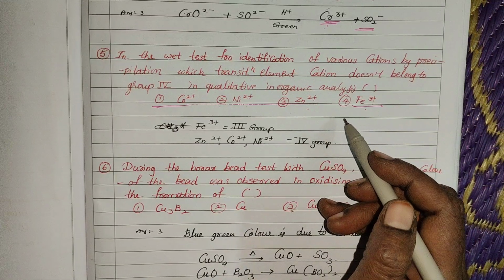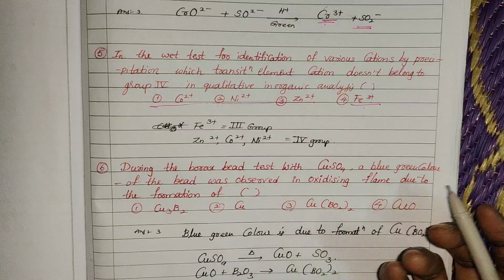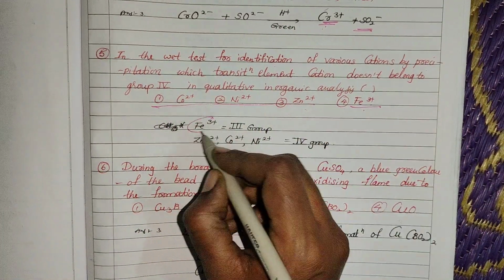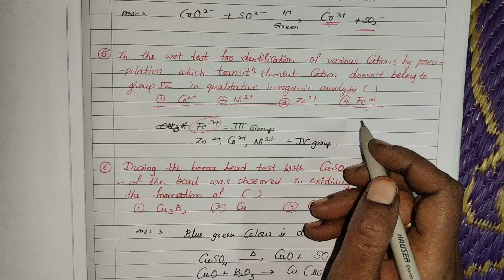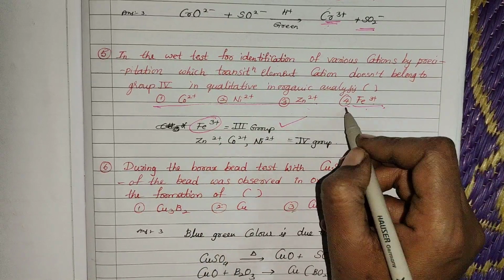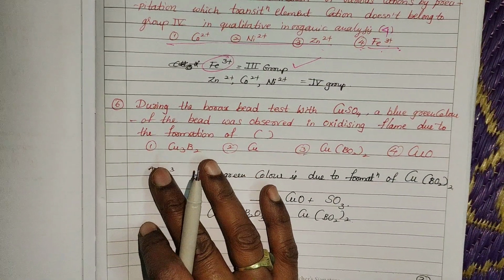Okay, so no, what he is asking does not belong to the fourth group, right? Iron 3 plus does not belong to the fourth group. This is the third group. Iron 3 plus, ferric, is the fourth option, right? This kind of question we may also expect, beta.